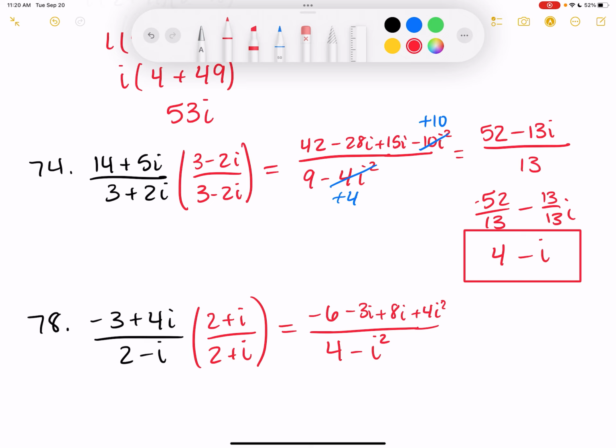Anyway, so then it's going to be negative 10 plus 5i over, wait, that's just going to be negative 1. So the bottom's going to be 3. Sorry, it's going to be 5. So then split up, that gives me what? You can reduce it in one step. Negative 10 over 5 and 5i over 5. So it's going to be negative 2.